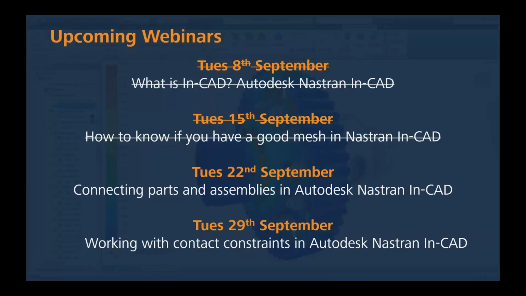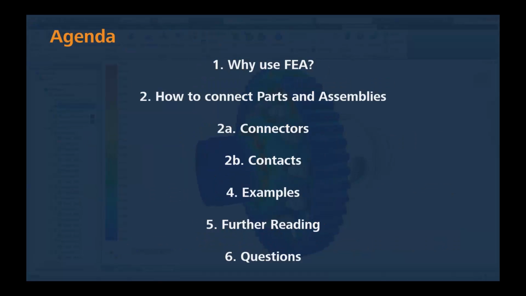Otherwise, we'll get stuck into today's webinar, and if we just look at the agenda, firstly we'll talk briefly for a few moments on why we use FEA or simulation. Then we'll look at how to connect parts and assemblies inside the environment. We'll look at connectors and contacts separately and together, and we'll work through some examples and then go on and answer some questions and point you in the direction of where you can find some more information associated with the Nastran product.